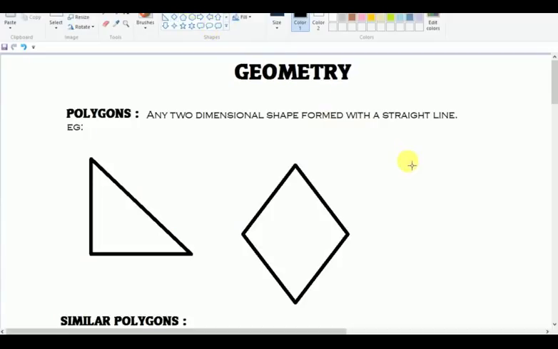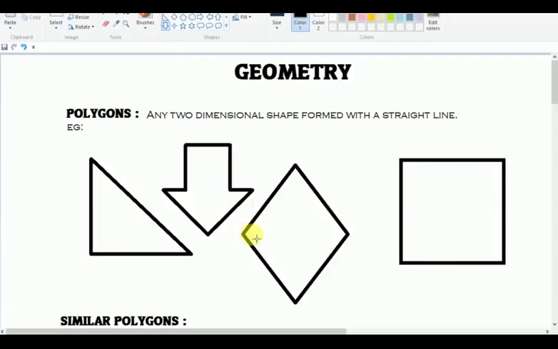Even this shape is also a polygon. Even this one, which looks like an arrow facing down, is also a polygon. Why? Because it only contains straight lines. There's no curve, there's no anything.